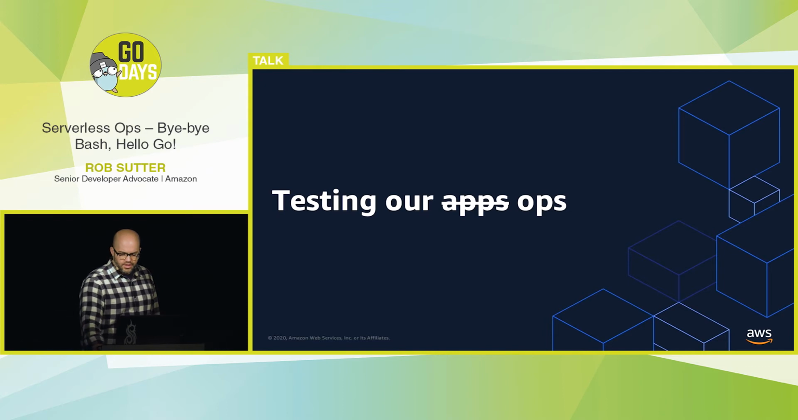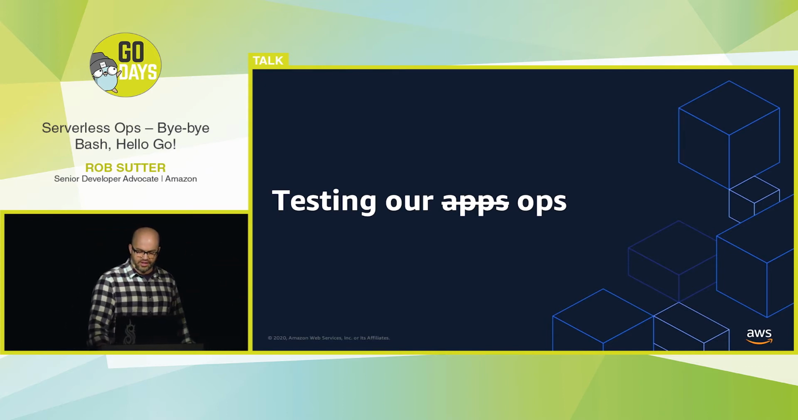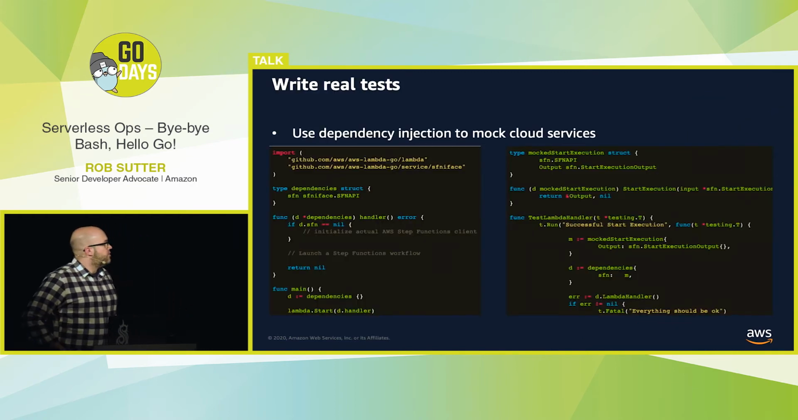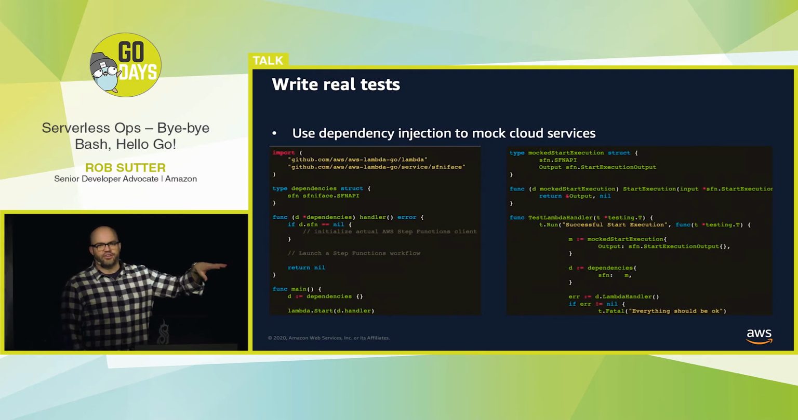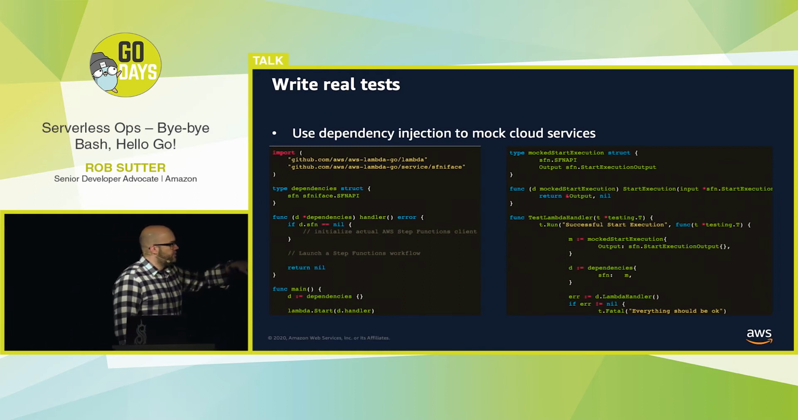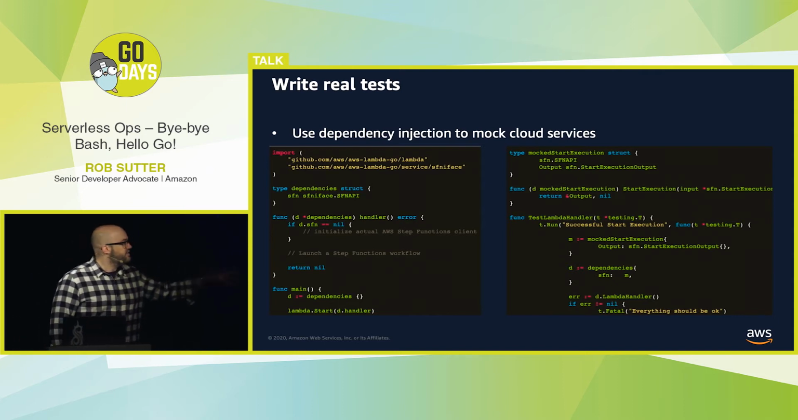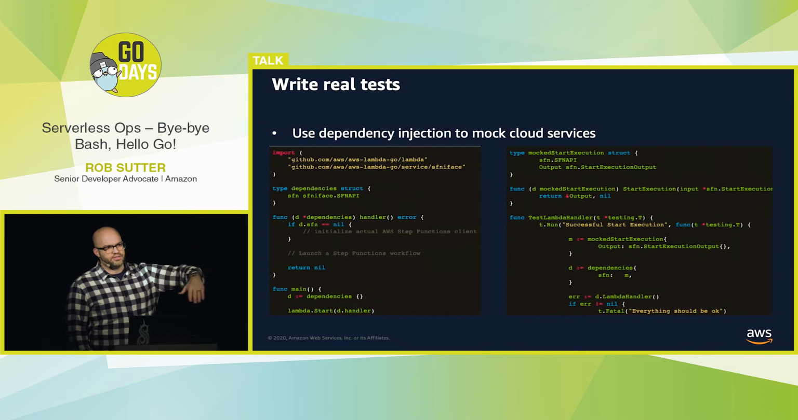So, testing our ops, and of course I've scratched out apps because we've just stolen all of this from the application developers, so thank you for working out that problem for us. This is a major difference between handling your infrastructure in Go and handling your infrastructure in Bash. In Go, if you're not familiar with this pattern, you have receivers for functions, and these receivers can contain any number of information or pointers, et cetera, that you define.